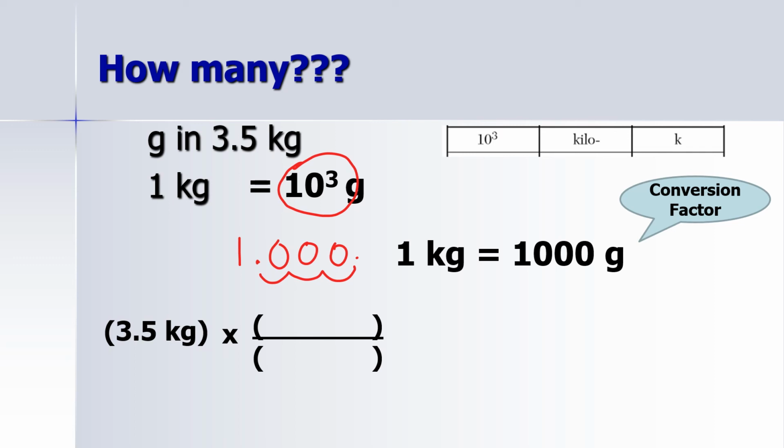What do we put on the top this time? Remember, the question is asking us to find out grams. We want our answer in grams. So we'll put 1,000 grams on the top, and we want to get rid of the kilograms, so that's what goes at the bottom. The kilograms cancel with the kilograms, and we just do the math. 3.5 times 1,000 divided by 1. Our answer is going to be 3,500 grams.